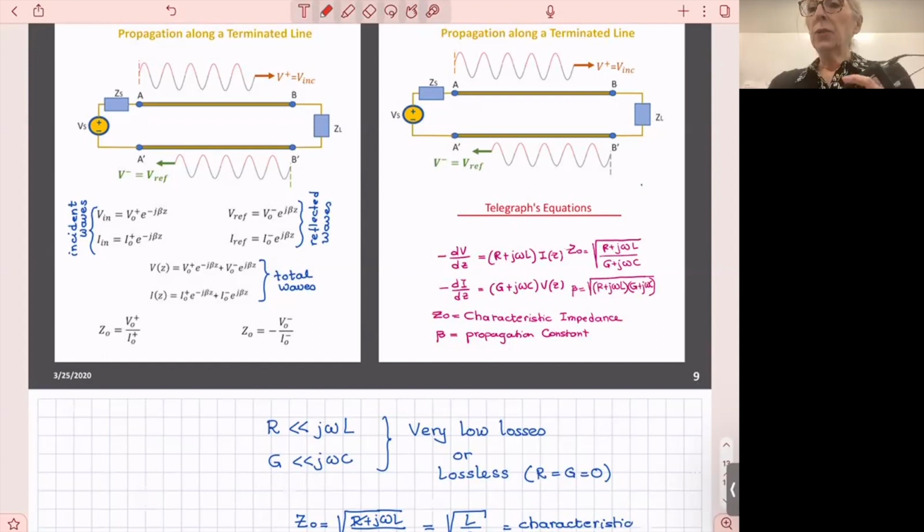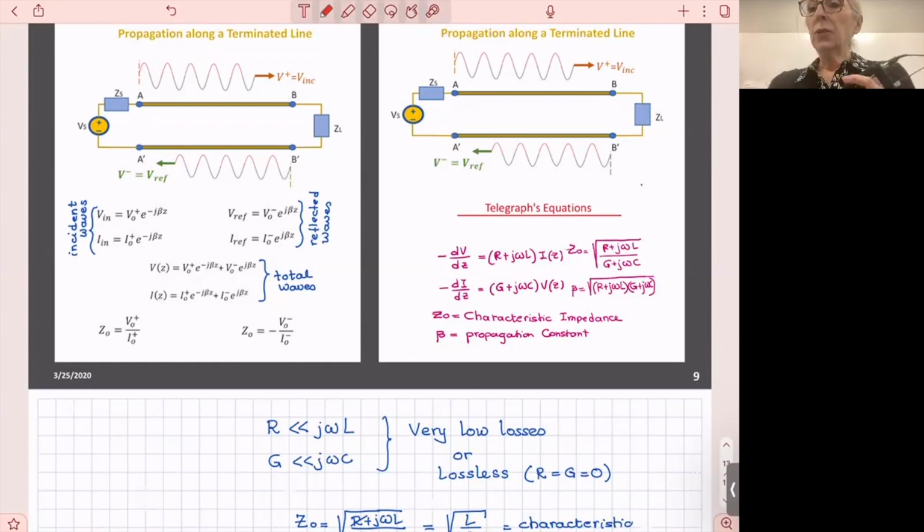Now, we introduced two new quantities. Z naught, which we call the characteristic impedance. And this is the square root of the ratio of R plus J omega L, all of these have the units of ohm, divided by G plus J omega C, all of those have the units of 1 over ohm. So you have ohm squared as a unit inside the square root, which gives ohm for Z naught. So Z naught is an impedance in ohms. Complex impedance, because we are in the phasor domain. Beta.